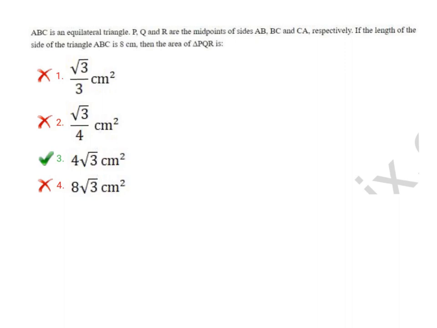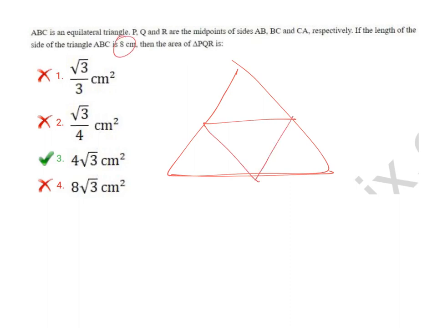ABC is an equilateral triangle. P, Q, R are the midpoints of the sides AB, BC, CA. According to the midpoint theorem, the side joining the midpoints is half of the third side. It's an equilateral triangle with side 8. Therefore, this becomes 4, 4, 4. So the area of PQR, it's also an equilateral triangle with side 4. Then you can say root 3 by 4 A square. 4, 4 cancel. Answer is 4 root 3 there.